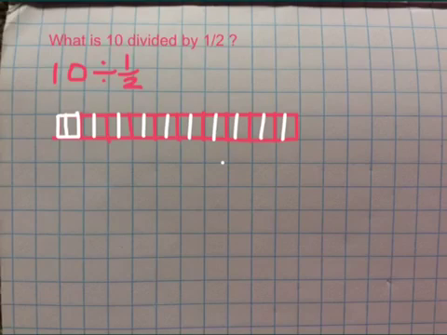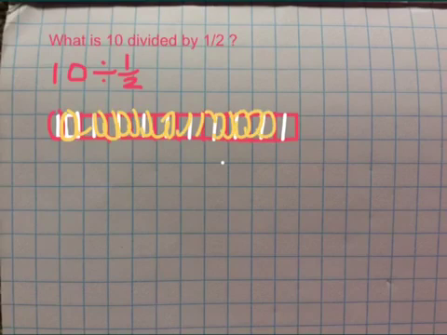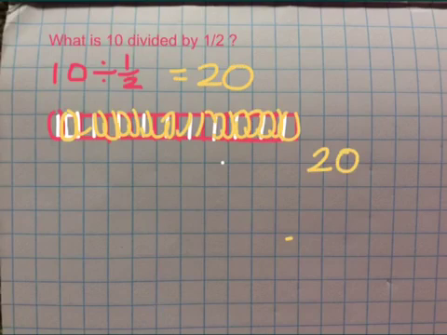So we have 1, 2, 3, 4, 5, 6, 7, 8, 9, 10, 11, 12, 13, 14, 15, 16, 17, 18, 19, 20. So we have 20 groups of size a half. And therefore, 10 divided by a half is equal to 20. 10 divided into groups of a half means that we'll now have 20 of them.